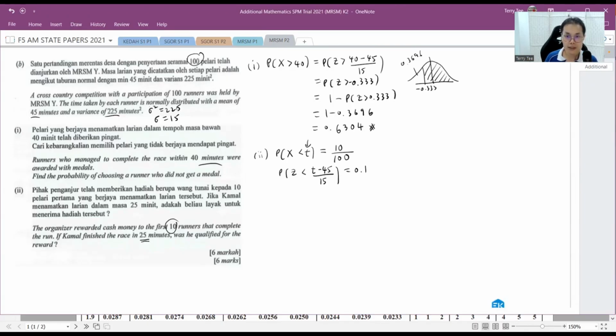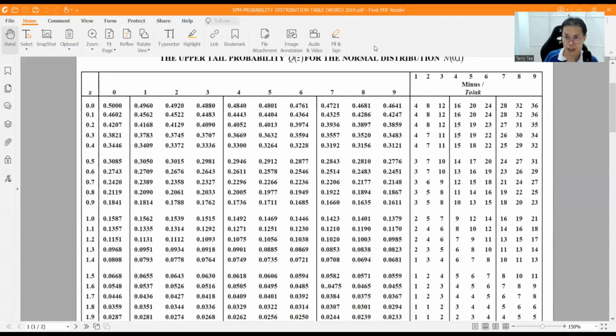Now you can see here, if I do a sketch, it's actually on the left-hand side. This is t minus 45 over 15. There's a 10% chance. I need to find what is the z value when my probability is 0.1. There are 2 ways to do it. Number 1, use your calculator, or use your mathematical table. Let's find 0.1. Where is 0.1? Slowly, you're going to find inside here, because inside here is a probability. Find a value that's slightly more than 0.1. In this case, it's 1.28.